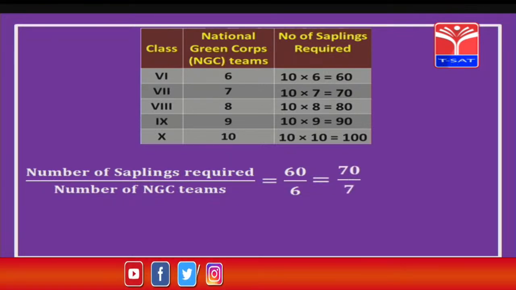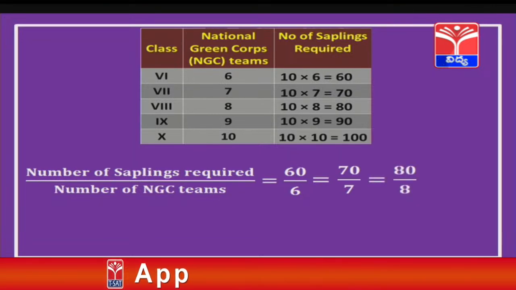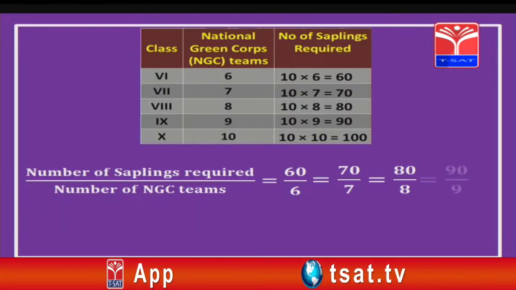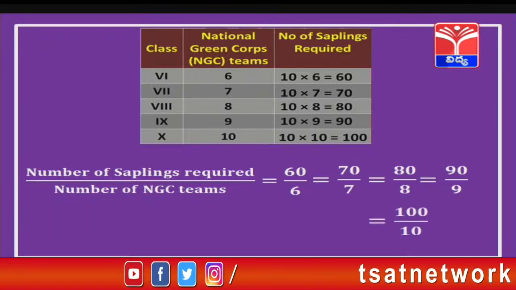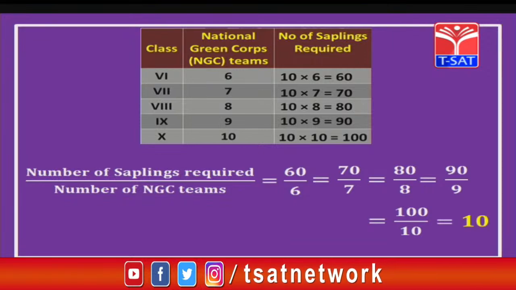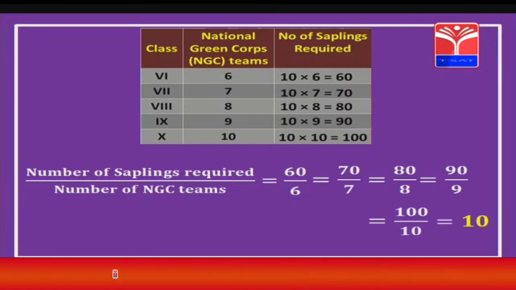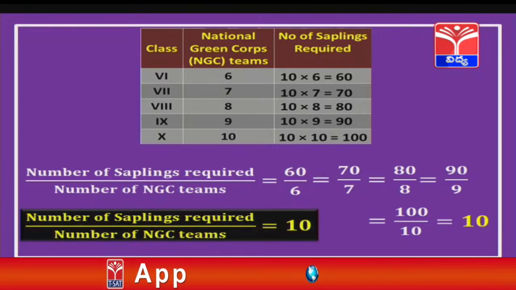That means I can write 60 by 6 equal to 70 by 7. Now, take a look at 8th class, children. It is 80 by 8, that is also 10. So, I can write all these, that is 60 by 6, 70 by 7, 80 by 8, 90 by 9 and 100 by 10, all are equal and they are equal to 10. In other words, I can say the number of saplings required divided by the number of NGC teams is equal to 10. That means a constant. So, always we are getting 10.